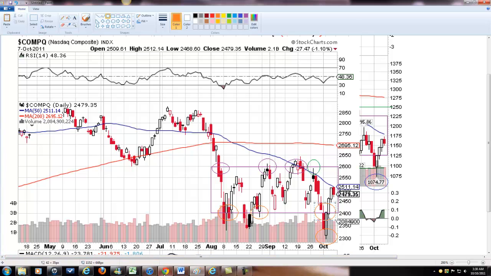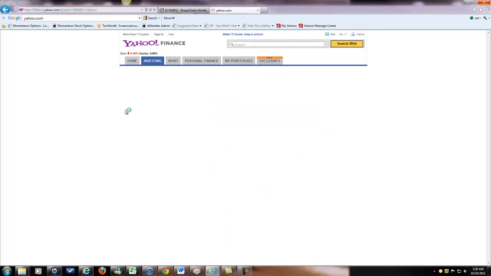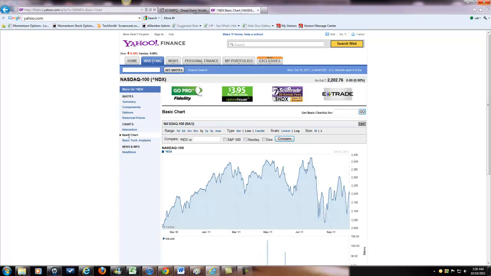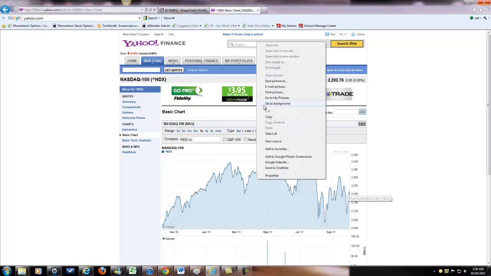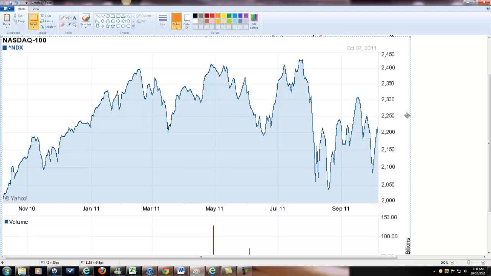So to play the options on these, you can use the Qs, or you can use the NDX. And as you can see here, just type in NDX, and you can play these options. Now they're a little bit different because they're the NASDAQ 100. So let me show you a chart. It's going to look like the other ones, but the breakout's going to be here at 2250. See if I can copy this real quick. Let's see, 2250. All right.